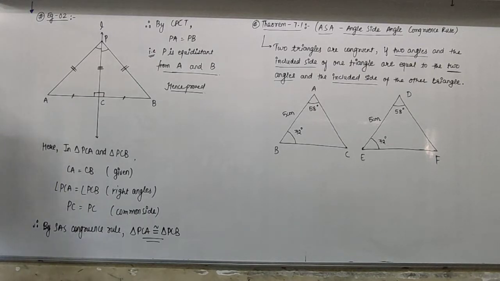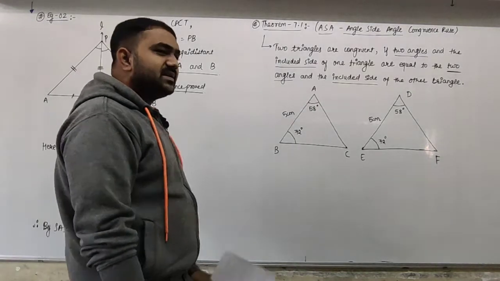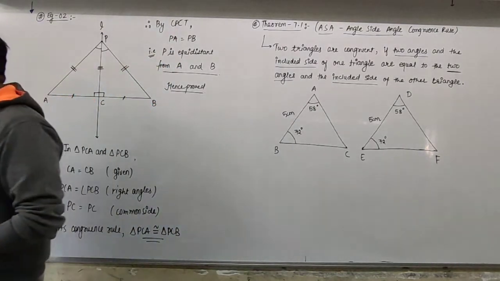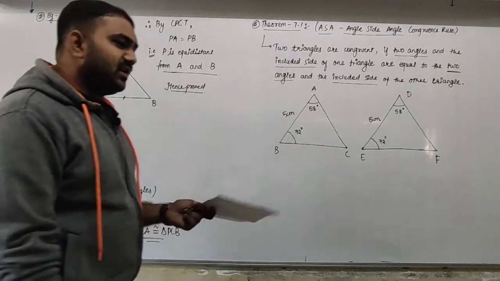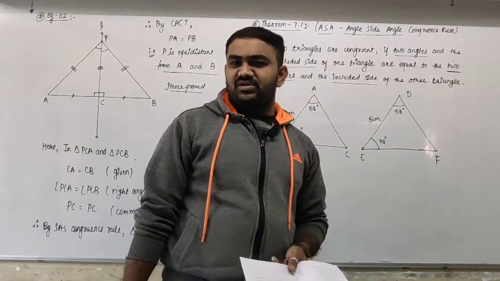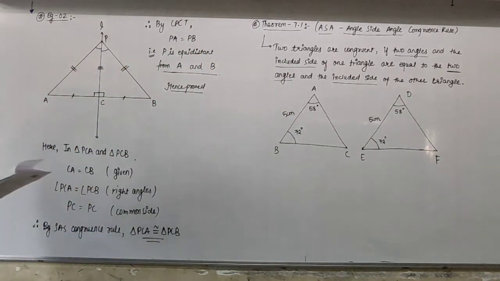Okay, so that is it for theorem 7.1. Note down that the proof of this theorem is not necessary. We do not have to do its proof. Directly remember this statement and explanation, and we will see its implementation in questions, how they become equal. Okay, so that is about the ASA congruence rule.